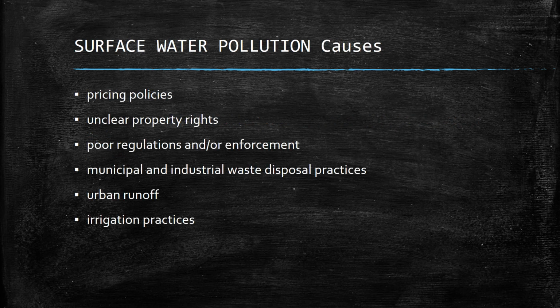Some of the causes of surface water pollution are pricing policies and unclear property rights. So basically, it's not clear who exactly is responsible for cleaning up pollution. Poor regulations or enforcement of those regulations, municipal and industrial waste disposal practices. So sometimes the way that we dispose of waste is not the most efficient way in general, and we need to come up with new ways. Urban runoff and irrigation practices.